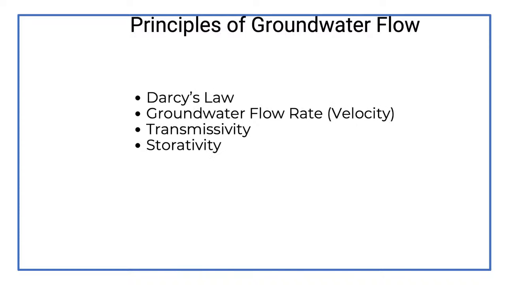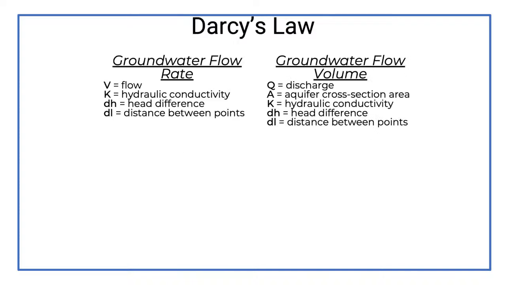Groundwater gradient is something we calculate all the time. Okay, so principles of groundwater flow. These are some basic equations we use in groundwater flow, and one of the first ones is Darcy's law. Henri Darcy was a Frenchman. He did a lot of initial calculations on groundwater flow, and we still use his law today.